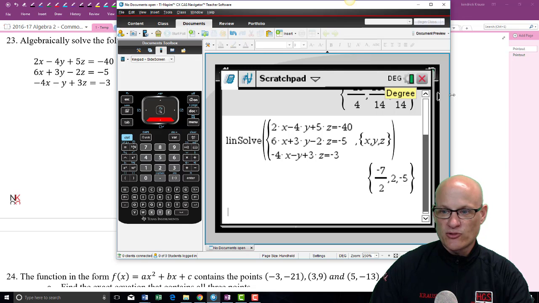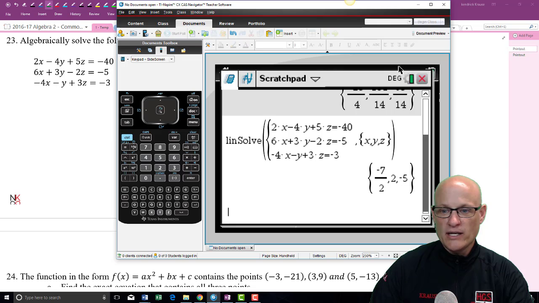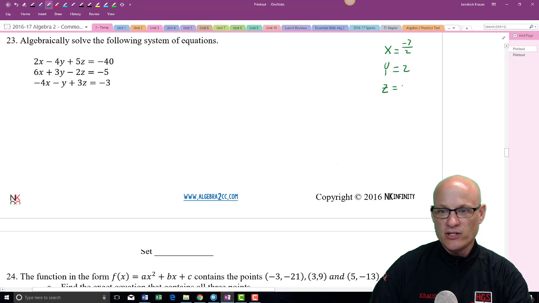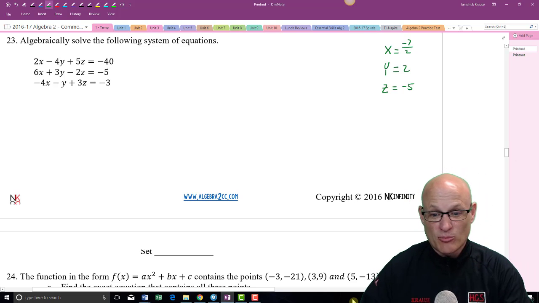So, x equals negative 7 over 2, y equals 2, and z equals negative 5. Now I'm going to pause for a second. I'm going to come back, and then we're going to do this algebraically.